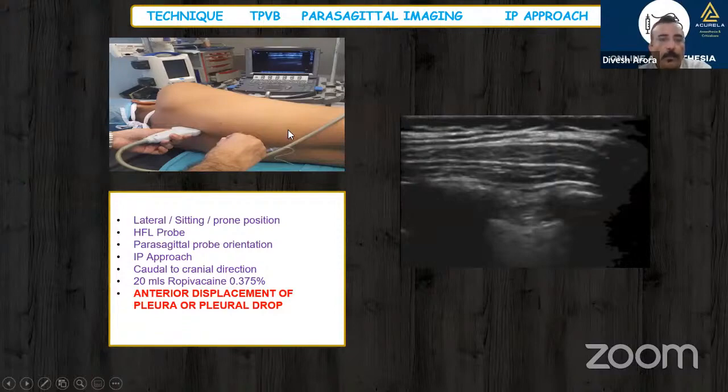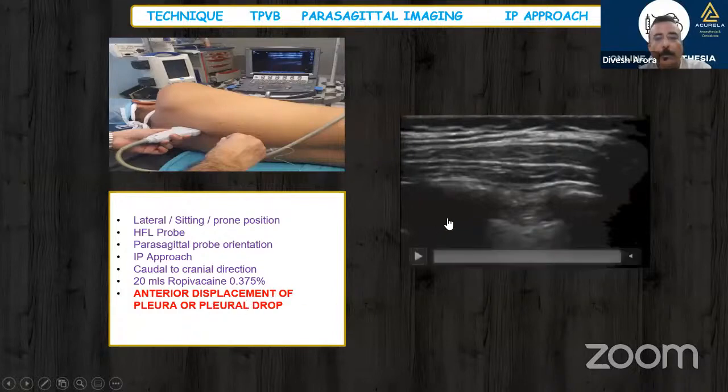To perform this block, the patient can be either in the lateral position as shown in this figure, or in the sitting or the prone position. As it is a superficial block, you can realize that we use a high frequency linear probe. Again, parasagittal probe orientation, in-plane approach, caudal to cranial direction, and 20 mL of the drug, ropivacaine or bupivacaine half strength, is sufficient. The most important sign we are looking for is the anterior displacement of the pleura, or pleural drop, as it is called.